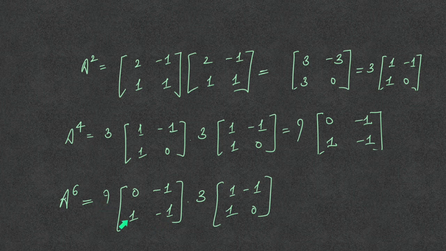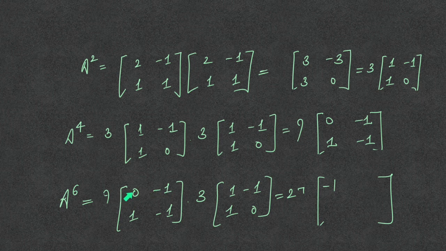This 9 into this matrix is A to the power 4, and this 3 into this matrix is A to the power 2. So multiplying A to the power 2 with A to the power 4, we get A to the power 6. So 9 into 3 here will give us 27. And inside the matrix we get, this row 1 will multiply with this column 1. So 0 into 1, 0. And minus 1 into 1 is minus 1.